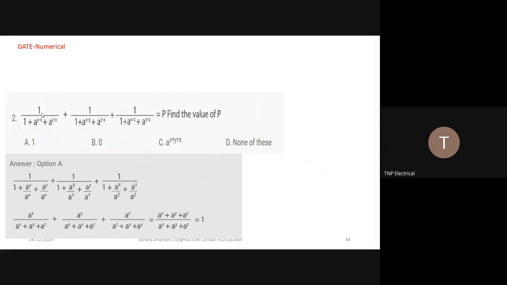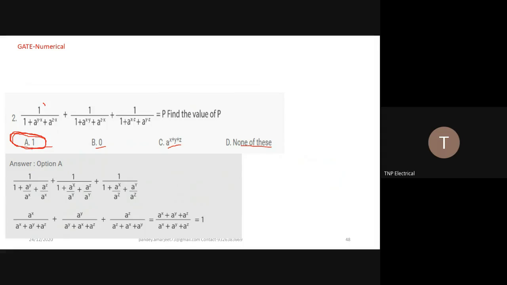So for finding the value of p, the options given here are 1, 0, a to the power x plus y plus z, and none of these. So here the answer is option A, my friend, means this is correct. Now how did this answer come? Let's understand it. Again, my friend, same analogy. Same formulas, basics of indices and surds will be used here.